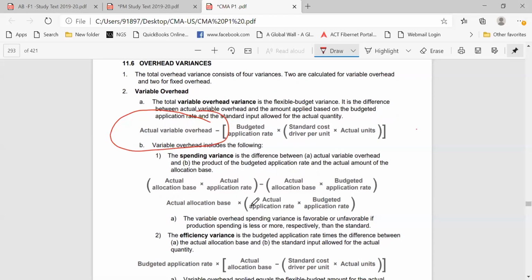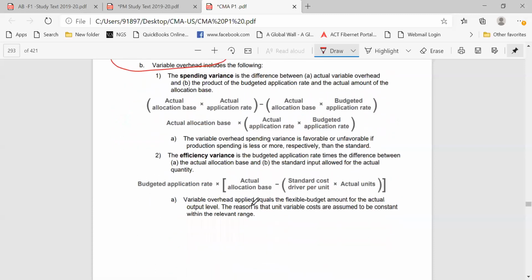What are you getting here? Variable overhead variance. This is broken down again into two: spending variance and efficiency variance. Now what is spending variance? You can see actual allocation base multiplied by actual application rate and budgeted application rate. This is what you have to do. Now when you do that, you would get your spending variances.